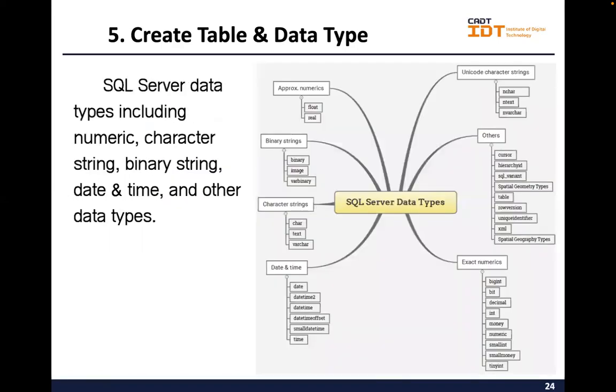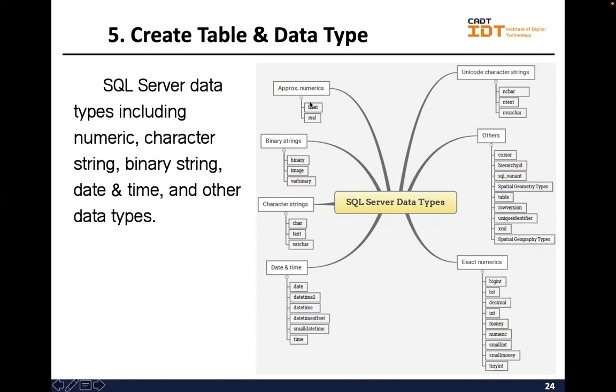Okay. So SQL Server data types include numeric data types, character strings, binary strings, date and time, and so on. You can see, for example, numeric has float, real number, or integer.